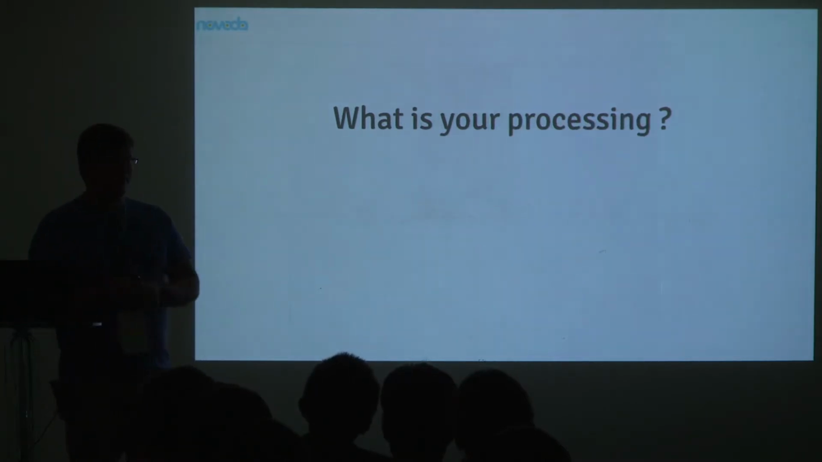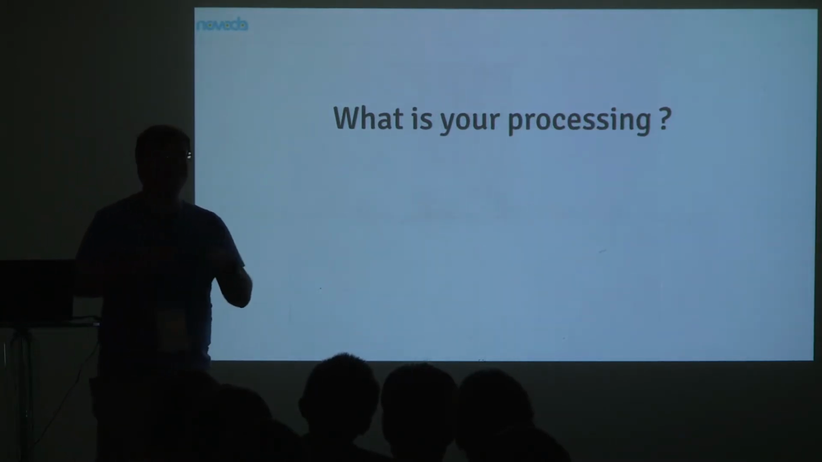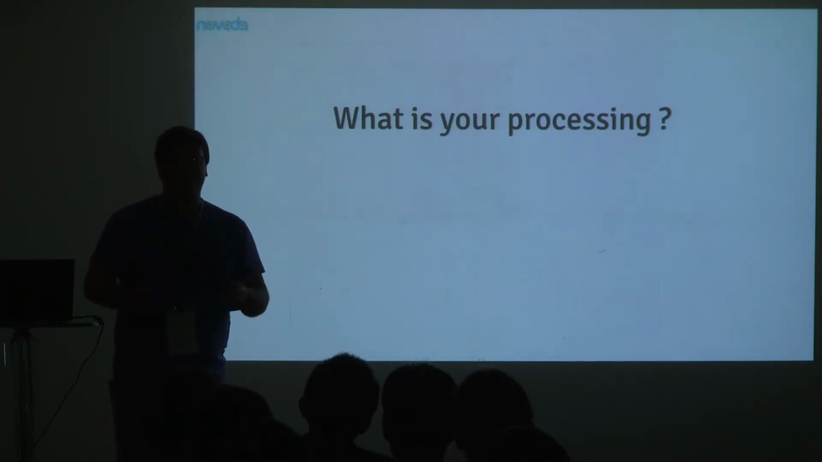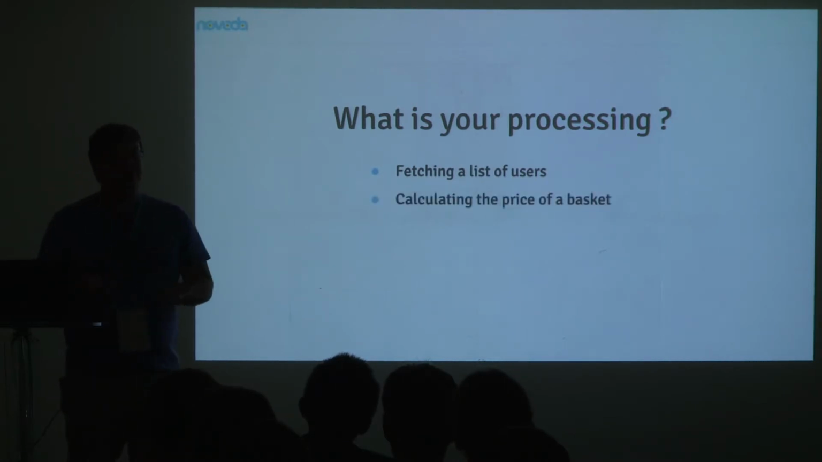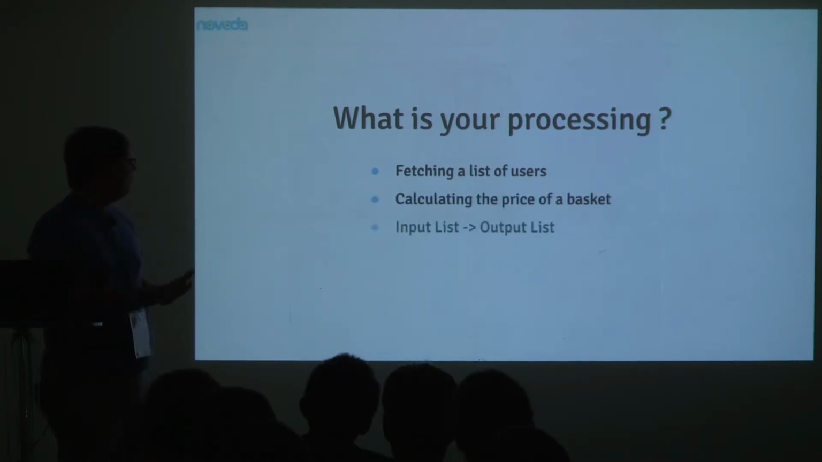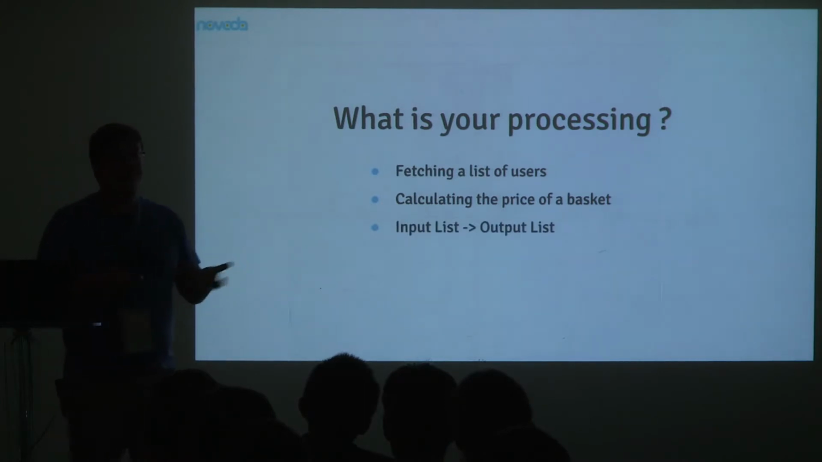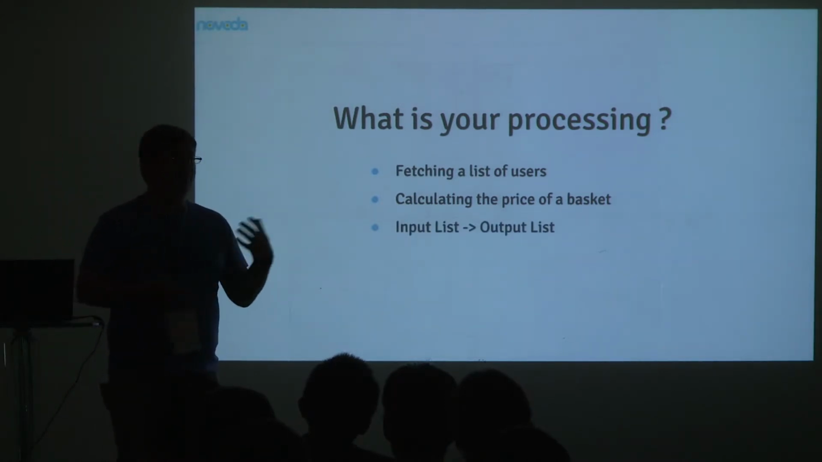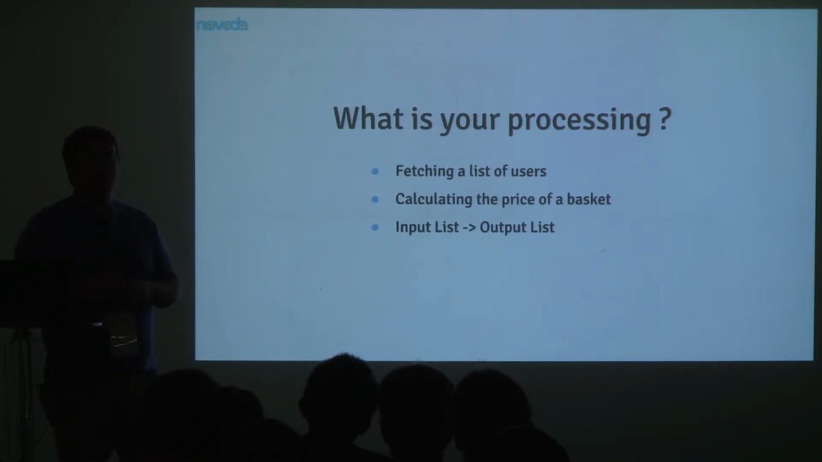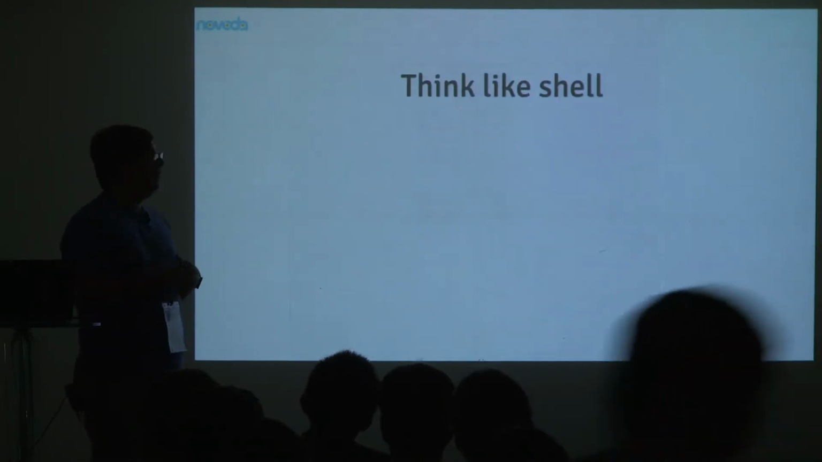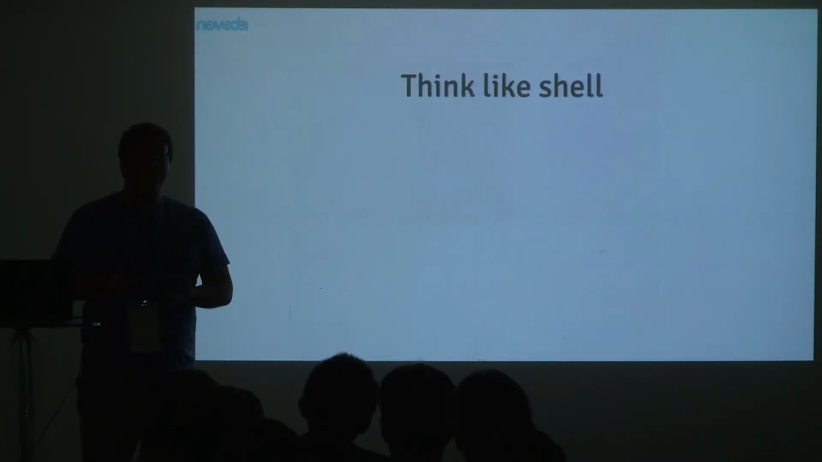The second part of it is what is your processing? What are you trying to achieve? So you might be trying to fetch a certain list of users. You might be trying to calculate the total of a basket. All of those are operations, functions that work upon potentially lists or collections of those objects, or returning collections or single elements. So what we're trying to do is basically think like shell.